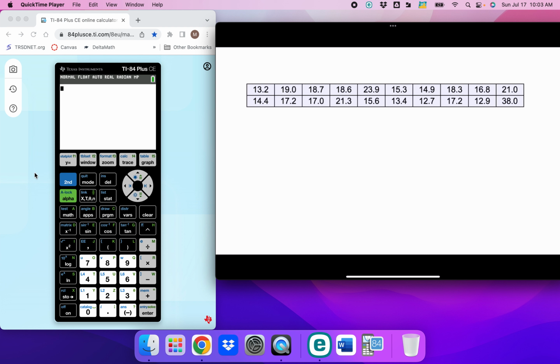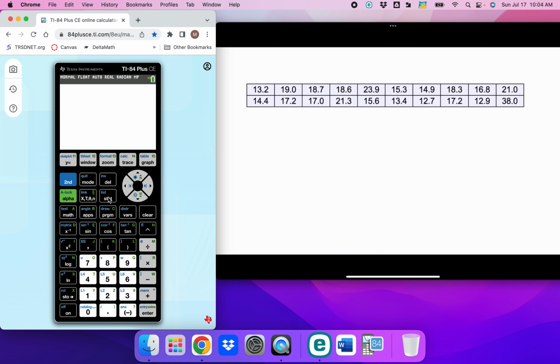So in order to enter my data, I need to go to the lists. So I'm going to click on stat, and I need the first option, which is edit. So I'm just going to hit enter. And notice I have L1, L2, L3. So I have all of the lists. So list 1, list 2, list 3. That's what the L stands for.